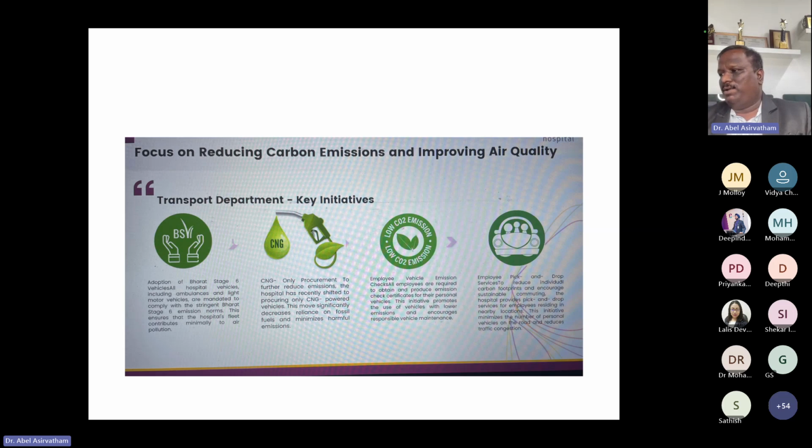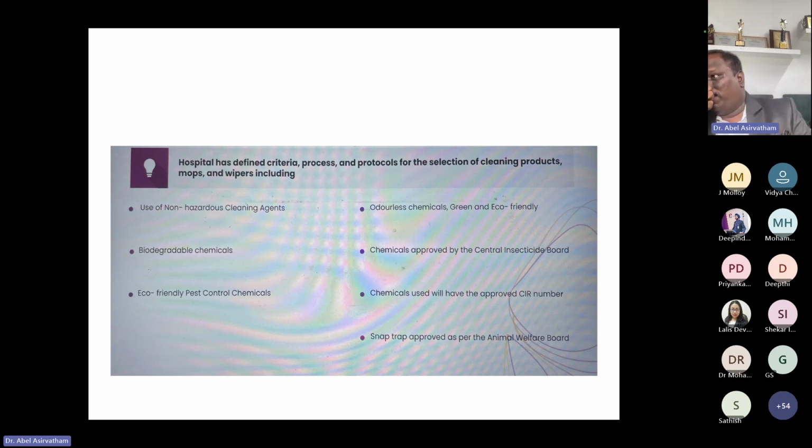Employee pickup and drop to reduce individual carbon footprints and increase sustainable commuting. Then, hospitals identified criteria, process and protocols for the selection of cleaning products and mops, including use of non-hazardous cleaning agents, biodegradable chemicals, eco-friendly pest control chemicals, odorless chemicals, and chemicals approved by the Central Insecticide Board.